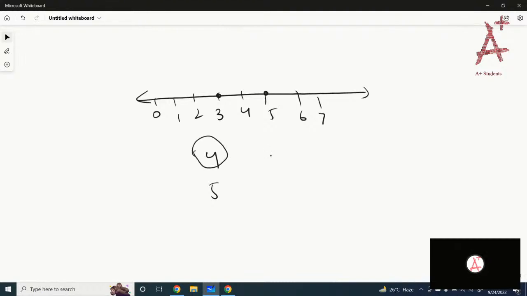4 is the correct one because you have to add the coordinates for both of them. So just add 5 plus 3. So 5 plus 3 is 8 and 8 divided by 2 is 4. So the answer is 4. Got it?